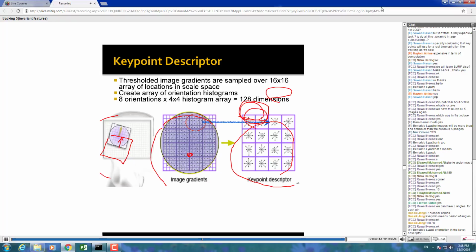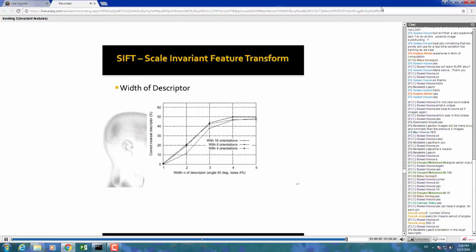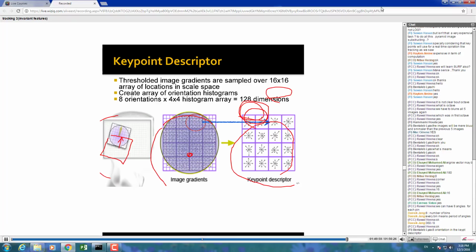Yes, we are using 8 orientations. So here 8 orientations means every orientation means a certain period or range of angles. Okay, so this is standard. But again, you can change the parameters when you are implementing the descriptor by yourself.